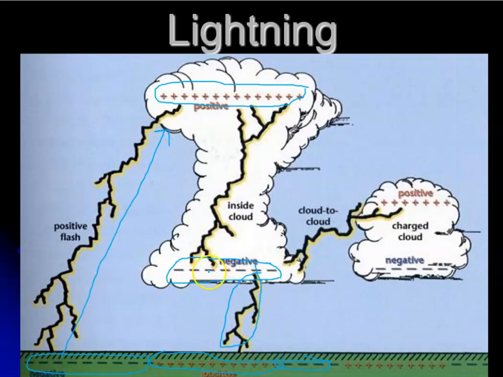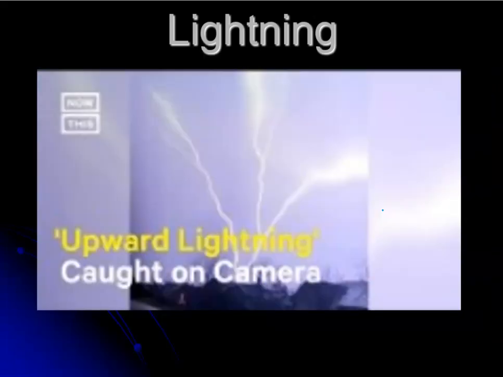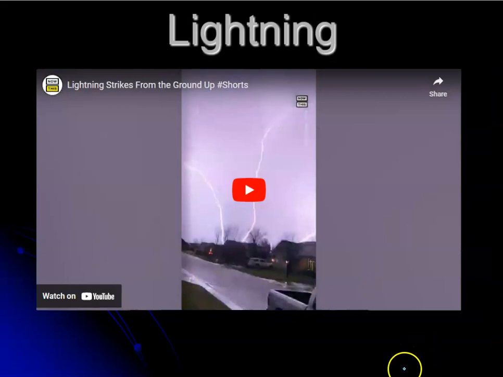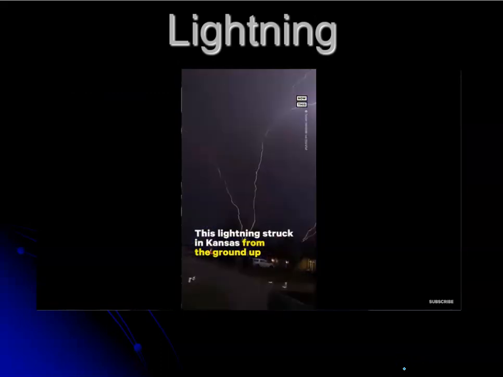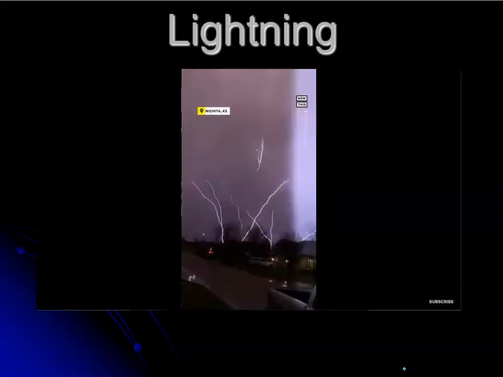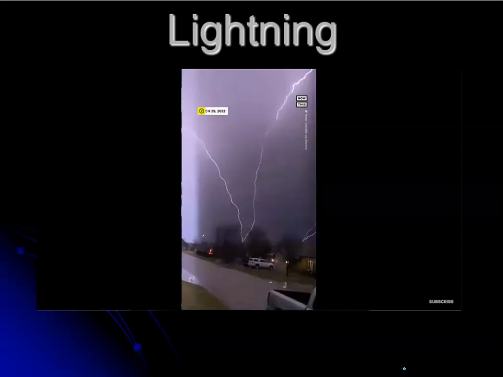What's moving again is the electrons. From the bottom of the cloud to the ground, the lightning is going to start in the cloud. From the ground to the cloud, however, the lightning is going to be moving from the ground to the cloud, in the opposite direction. You can also get cloud-to-cloud lightning. This is a video of lightning going from the ground, taken in Kansas, showing lightning going from the ground up towards the clouds. So lightning can travel both directions. And that's it.